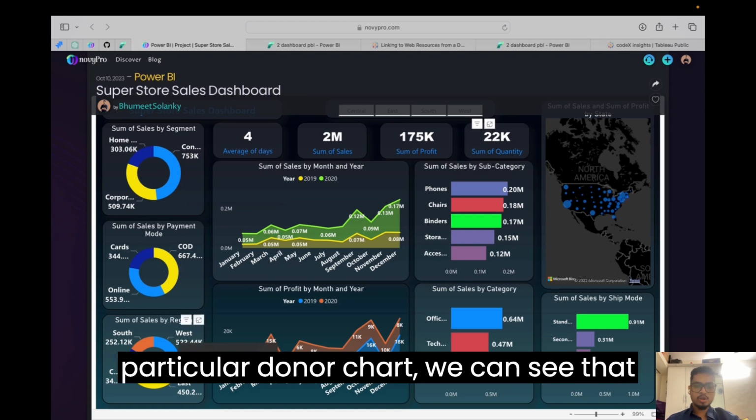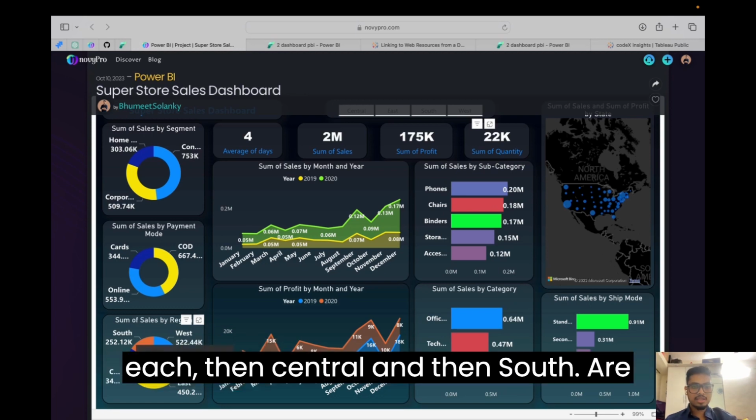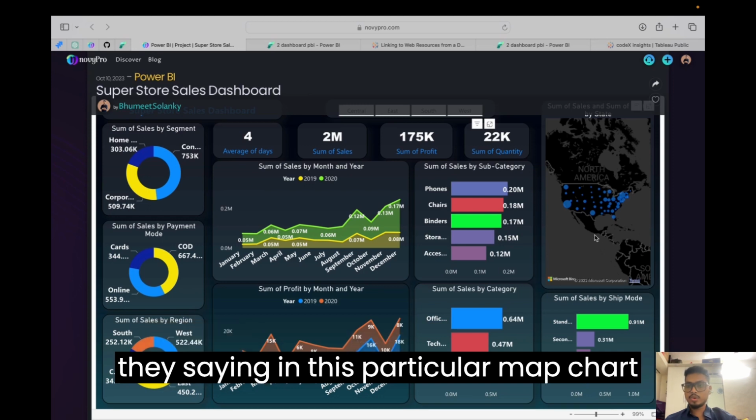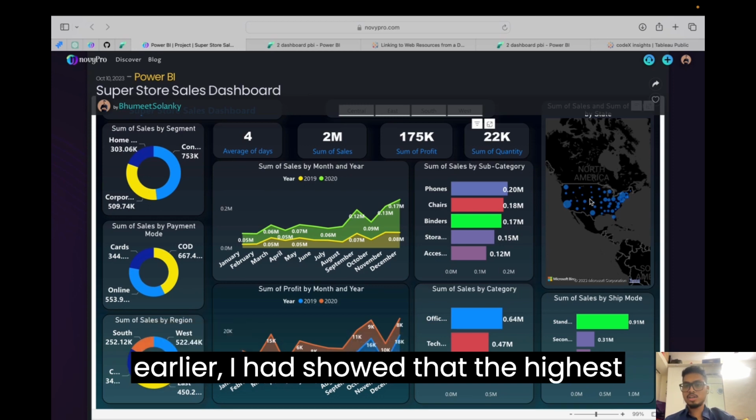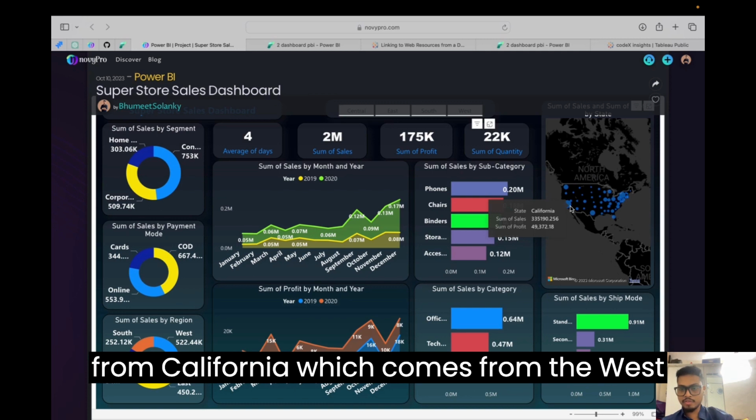Over here in this particular donut chart, we can see that the highest number of sales which we have received is from the West region, followed by East, then Central, and then South. Also, in this particular map chart, earlier I had shown that the highest number of sales which we had received is from California, which comes from the West region.